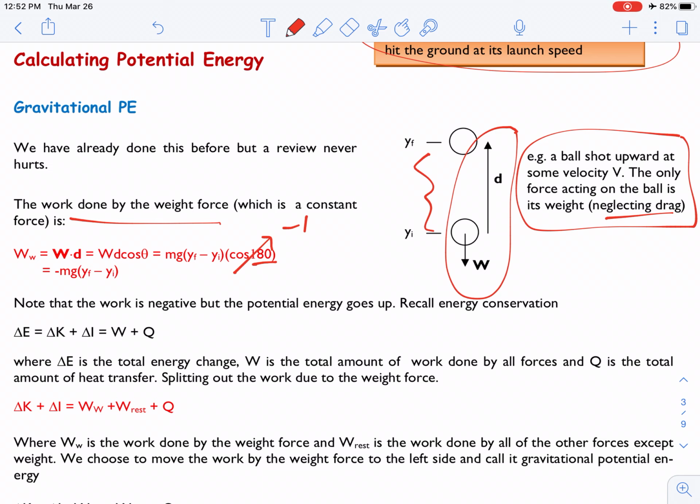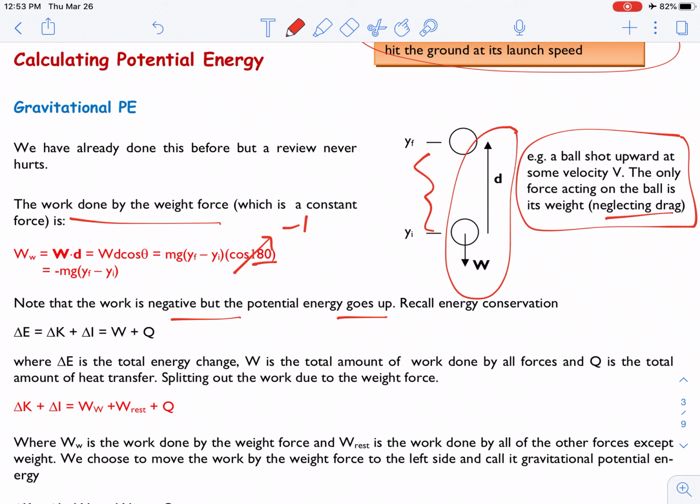It's doing negative work on the object, but potential energy goes up. When you throw the ball up, it reaches a higher elevation. That means it has more potential to do something useful, and that's how we defined it. So when the work term goes negative, the potential is positive, and it's because those two terms are on two different sides of the energy conservation.